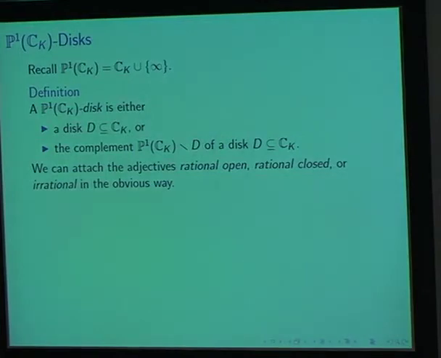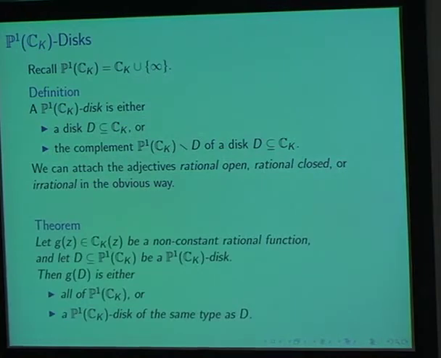So everything outside an old disk. And you can call these disks rational open, rational closed, or irrational in the obvious way. It always annoyed me in grad school when professors would say something was obvious, so let me say what I mean by the obvious way. If I'm talking about a disk in the old way, a subset of the old CK, I just mean rational open, rational closed, or irrational, as before. If I mean a complement of a disk, the complement of a rational open disk is defined to be rational closed. The complement of rational closed is defined to be rational open. And the complement of irrational is irrational.